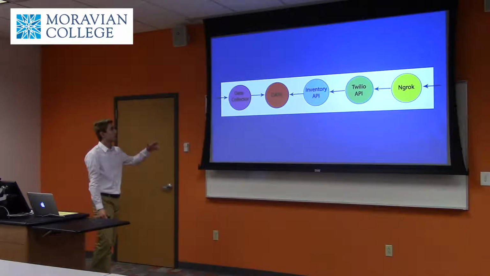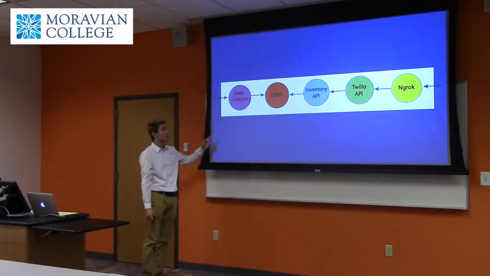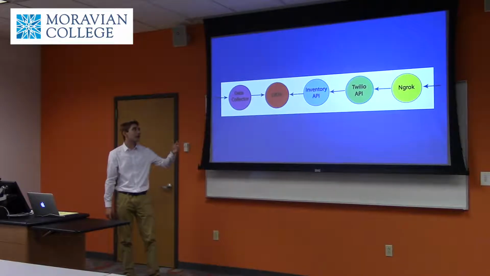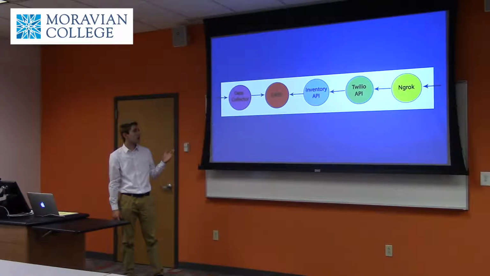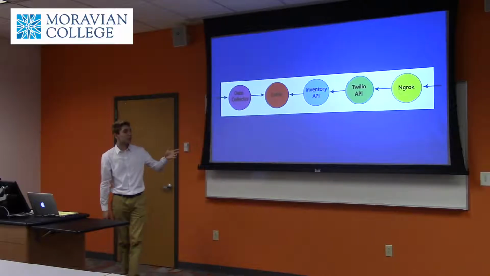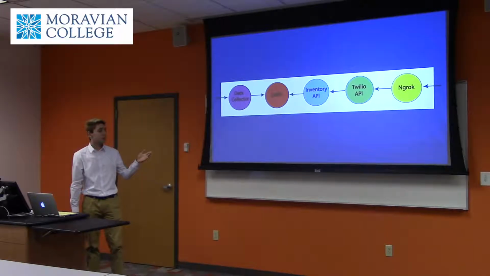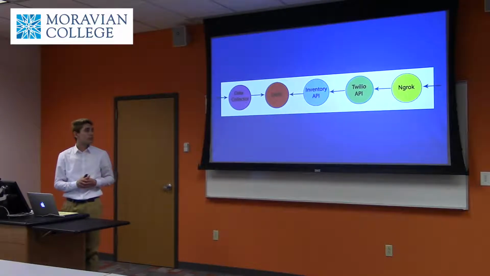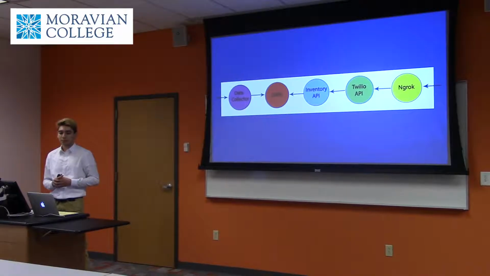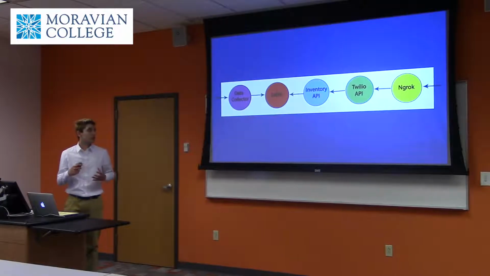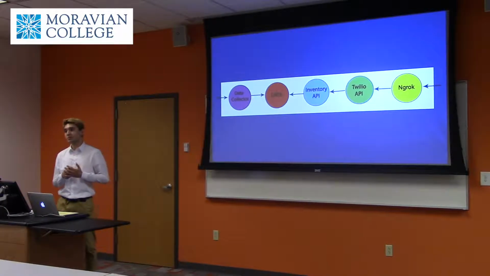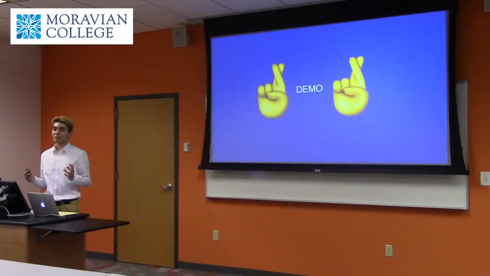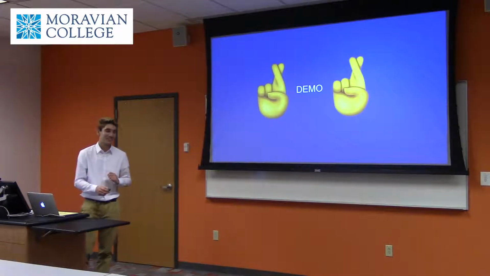We have a data collector that collects data from TankSource inventory. We have an inventory API that makes our database queryable. We have a Twilio API that allows us to make queries to our inventory API. And we also have ngrok that allows us to have access even through Moravian's firewall. So now that we had a recap of everything, ladies and gentlemen, it's time for a demo. Let's see how this goes.